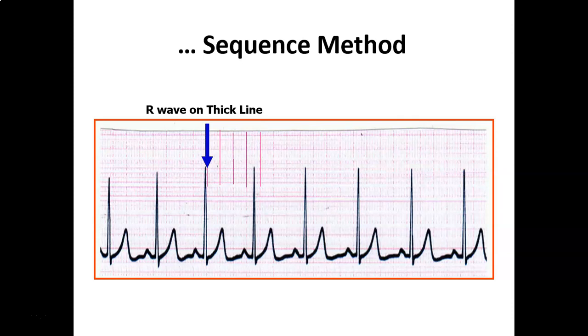Let's apply the sequence method here. It's very important to remember that the sequence method is applied to rhythm strips which are regular. Regular means the distance between the two R waves is the same. Like this is a regular ECG. So this R wave falls on the thick line, and see where the next R wave is. The next R wave is here.